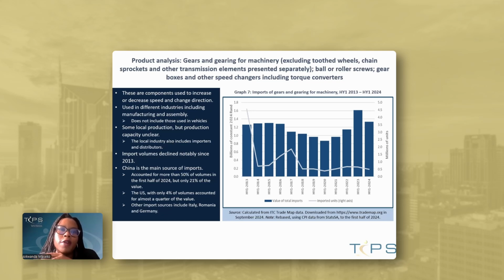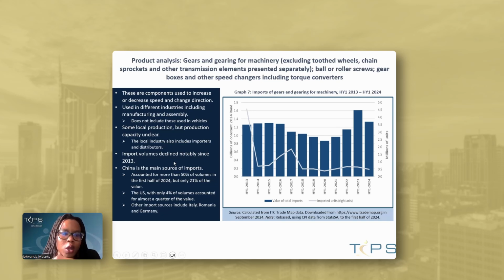And so whatever is purchased also then depends on the need of that particular industry or that particular company that's importing these gears. These do not include those gears used for vehicles. It's just for machinery. There is some local production, but the extent of production capacity is unclear. We do try to get that information, but sometimes companies are wary of sharing what they view to be private information, and so we're not always able to answer that particular question.